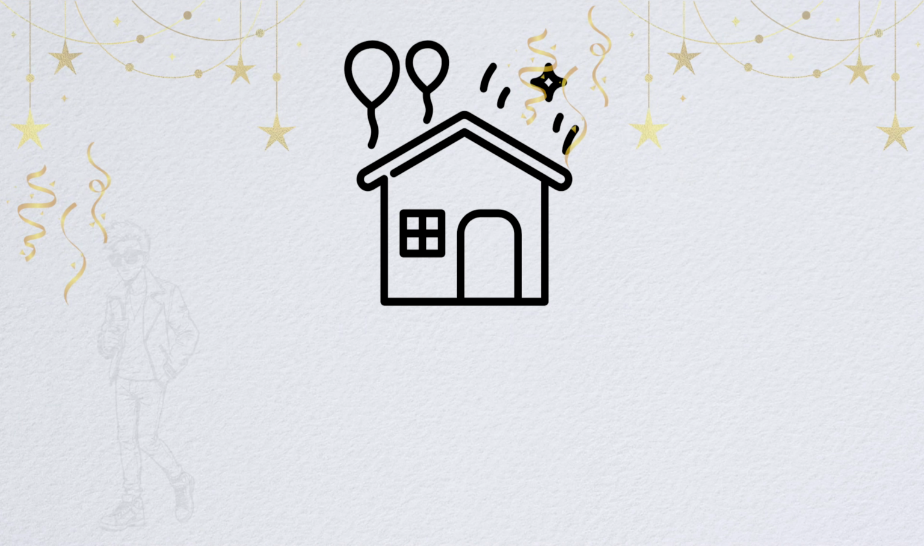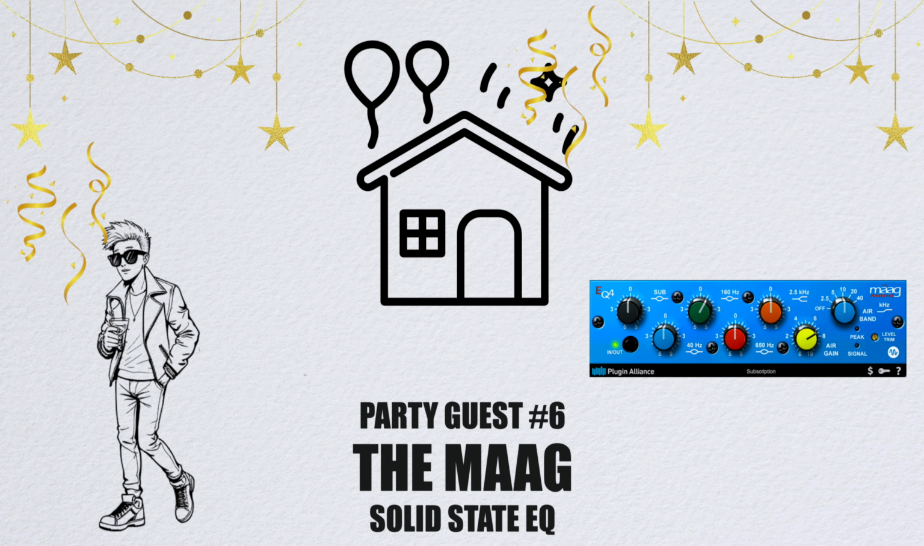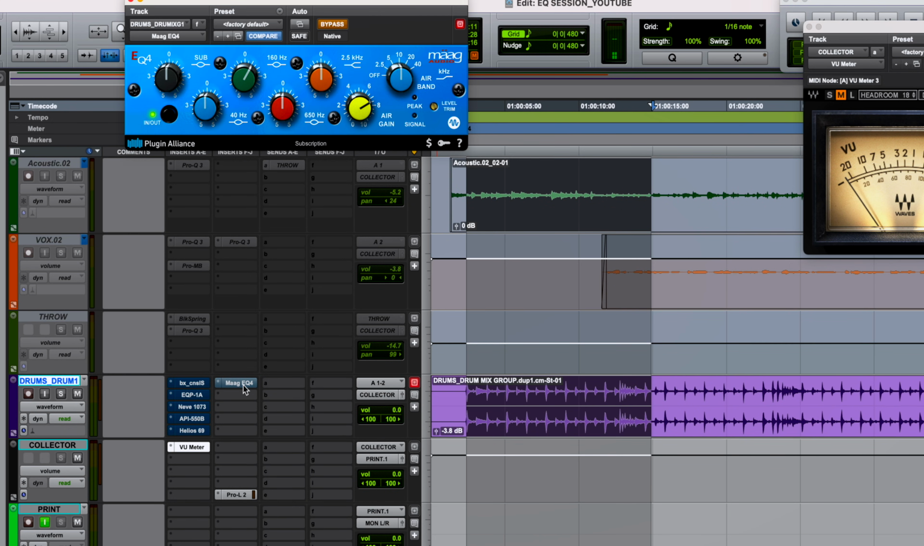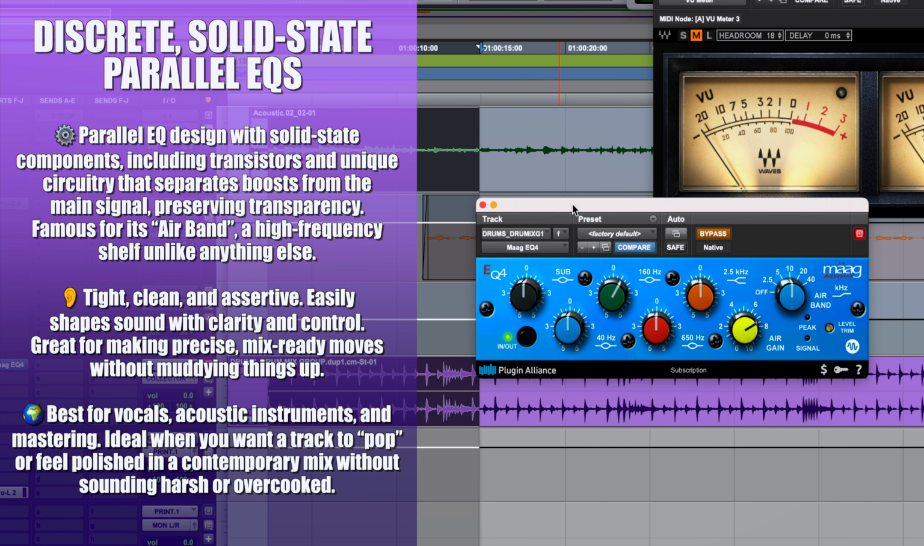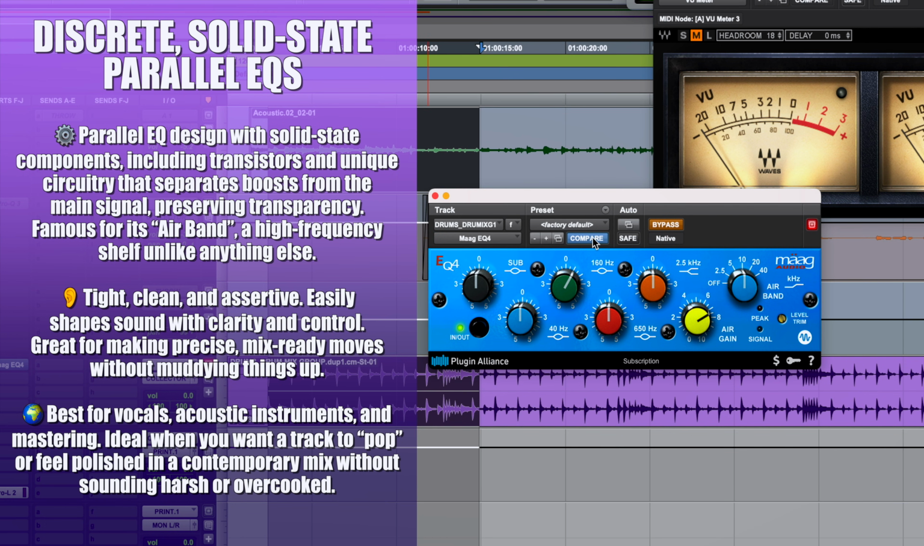And now our last friend to the party is probably wearing the brand new Air Jordans and the latest items hottest in fashion, totally up on current trends. That is the Maag EQ, which is also an op-amp. It has fixed bands, and it's built the same way as the SSL, but with different features and functions. We have this air band, which a lot of people focus on first when they talk about this EQ. They call it the magic band, because of the lift that you can get.